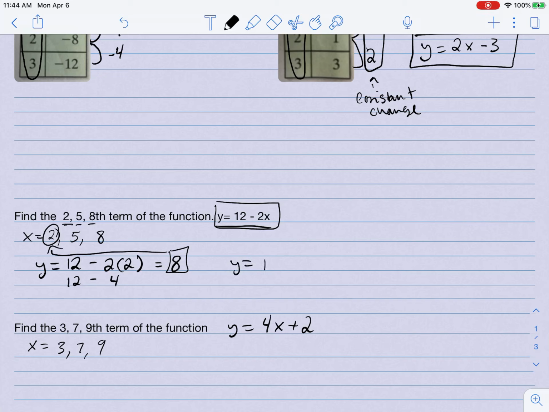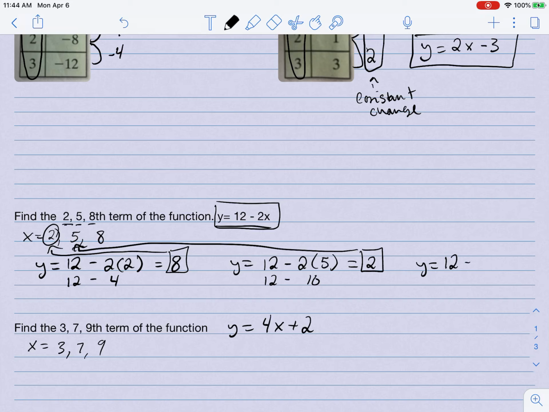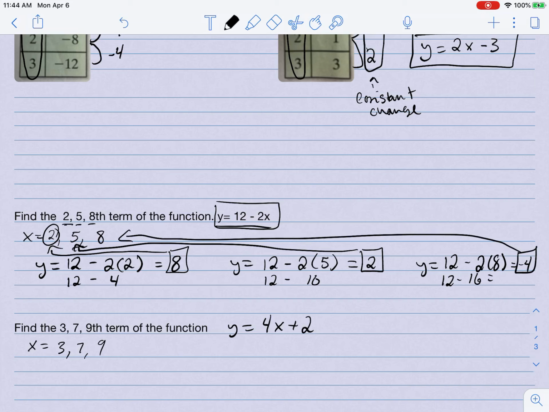Next one, same thing, y equals 12 minus 2 times our new x, which is 5. This is going to be 12 minus 10, which equals 2. So that is when x equals 5. Last one, y equals 12 minus 2 times 8. This is going to be 12 minus 16, which equals -4. So that's our value when x is 8.